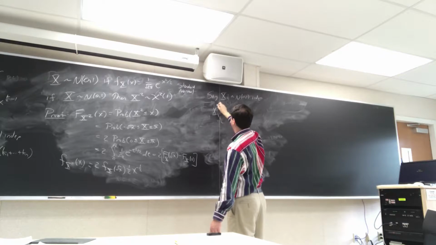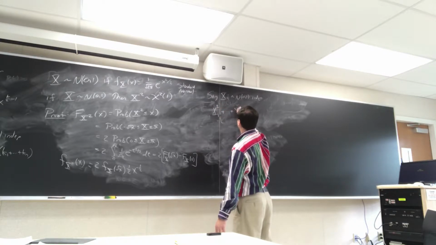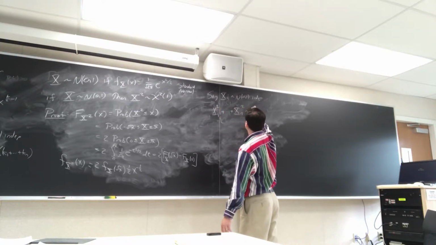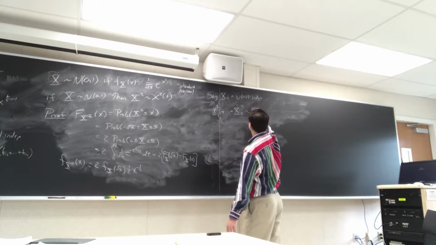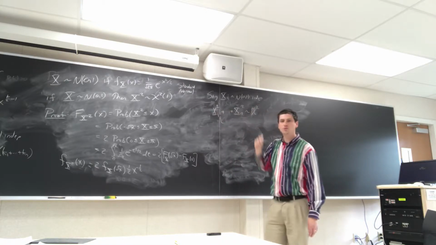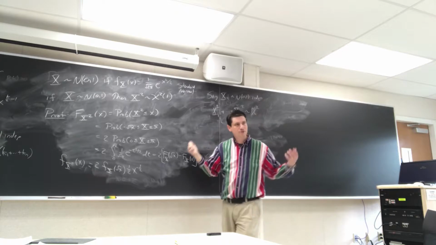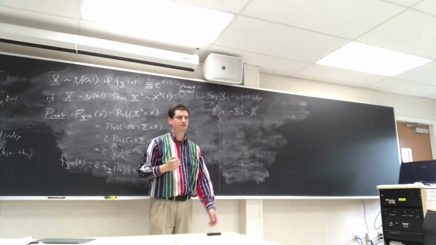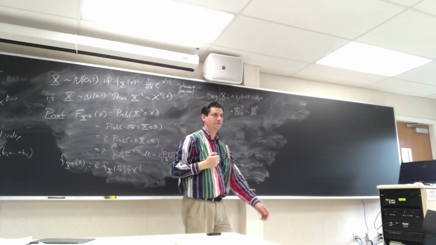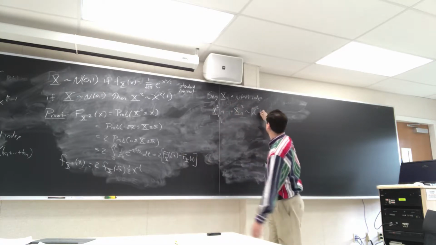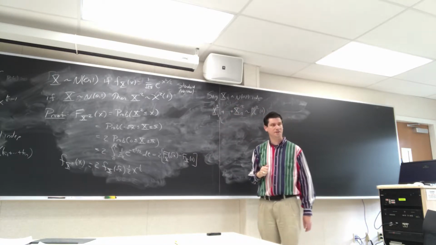Then x1 squared plus ... plus xn squared is going to be a chi-squared random variable. If each one of them has 1 degree of freedom, how many degrees of freedom does the whole sum have? N. So we know its density.